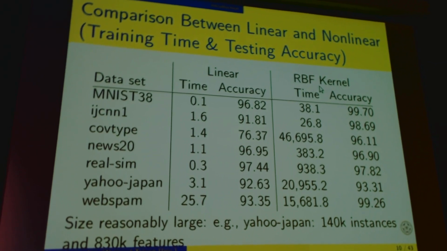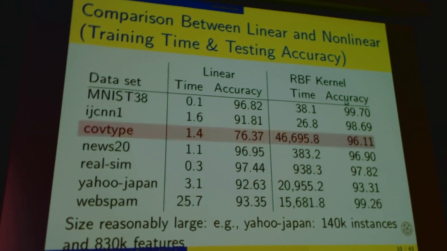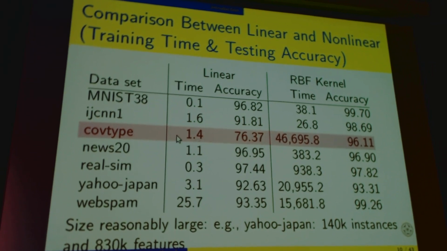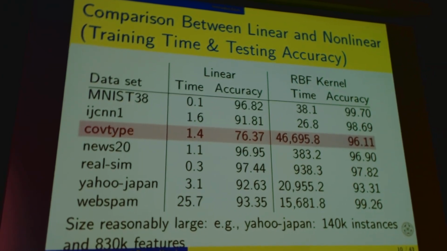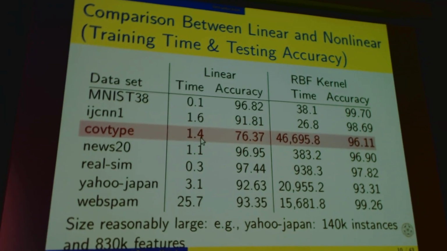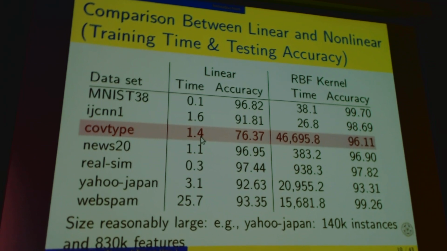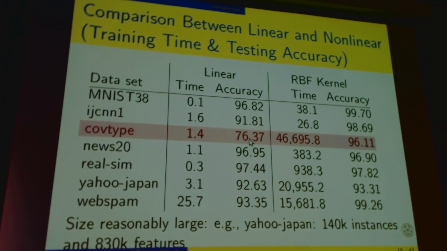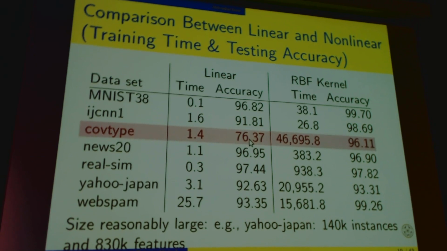And then for the second part, I show the results of using RBF, or say Gaussian kernel. And again, I show training time and the test accuracy. We can see that this Covtype data set has about half a million training instances, but only about 50 features. The training time by using linear is very fast. In 1.4 seconds, we have finished training those half million instances. But the test accuracy is only 76%.